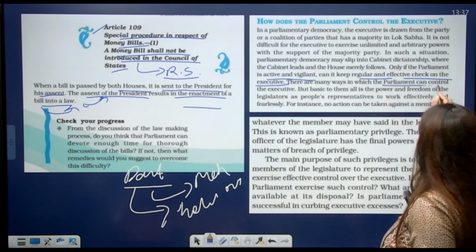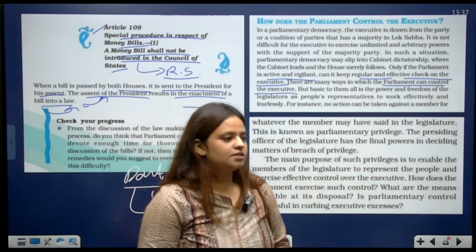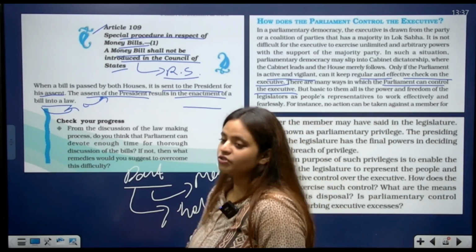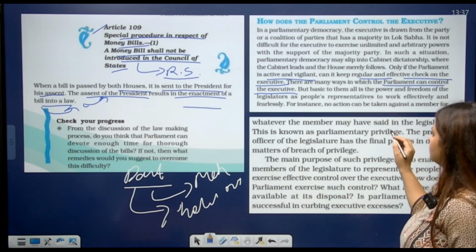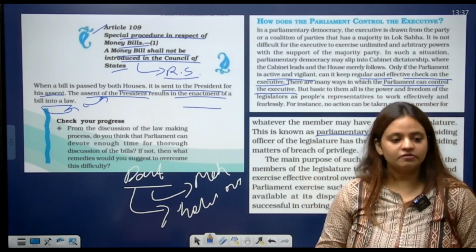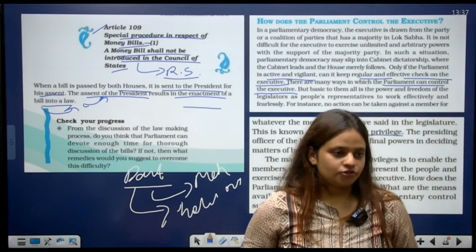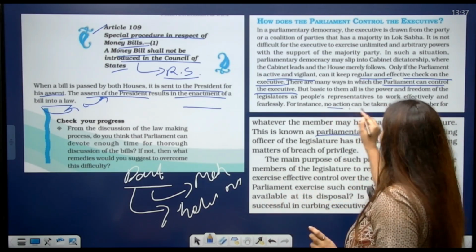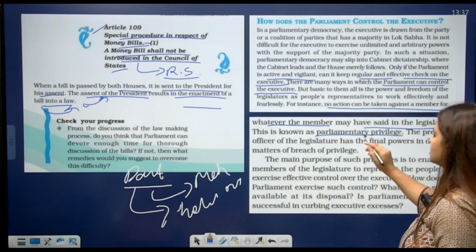So what are the ways in which parliament can control the executive? The first feature we see is parliamentary privilege. What does it mean? It means that whatever the parliamentarians say in the legislature against the executive cannot be challenged in the court. This is a privilege of parliamentarians. No action can be taken against a member for whatever the member may have said in the legislature. This is known as parliamentary privilege.